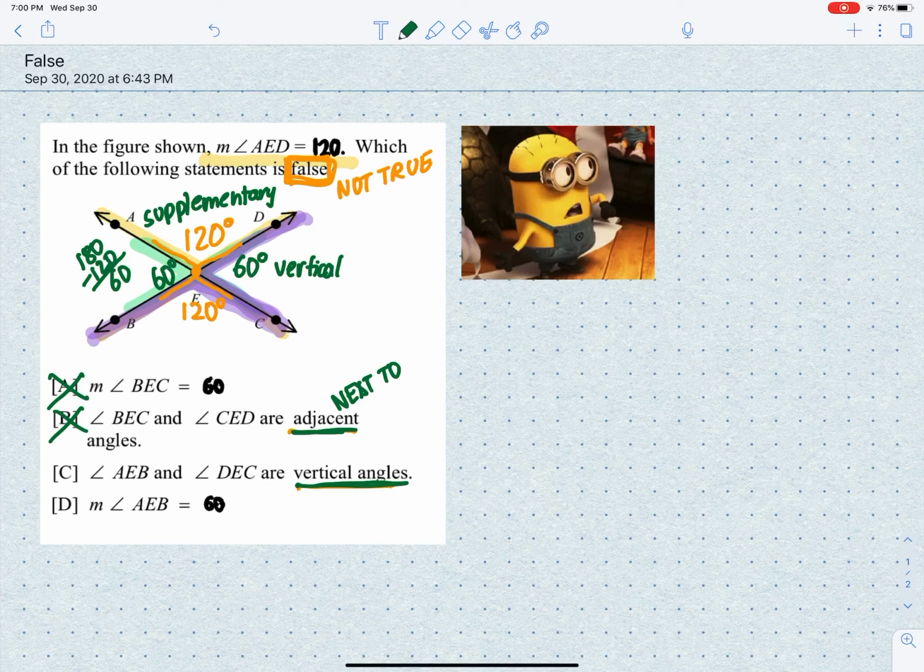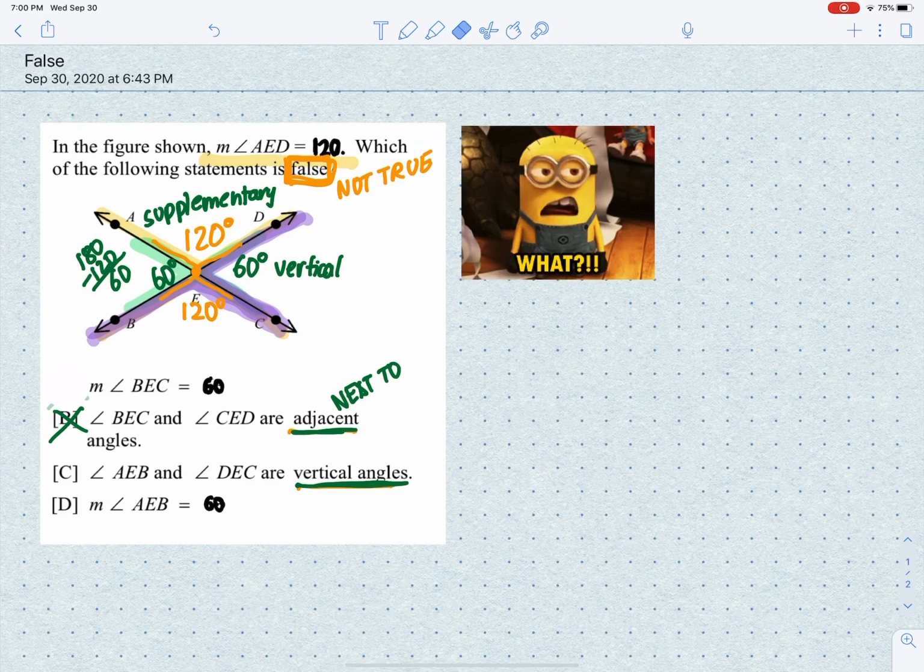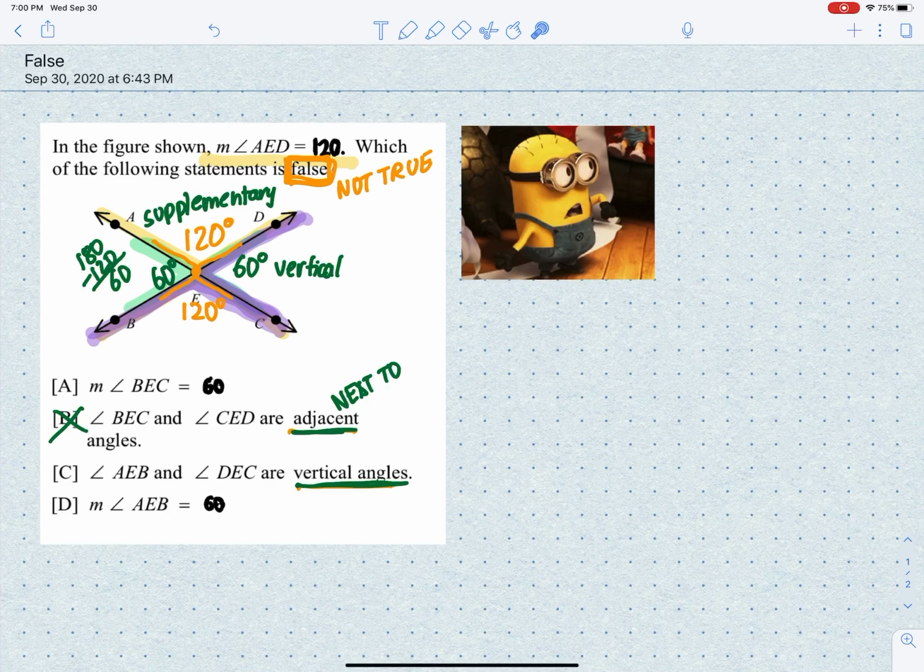Oopsie. Ooh, I made a mistake here. We're looking for not true. So before we said measure of angle BEC is 60, so that's not true. So that's correct. Let's look through the multiple choice.